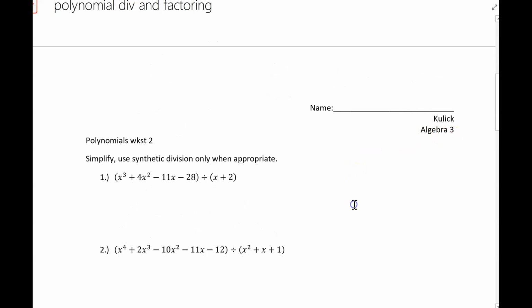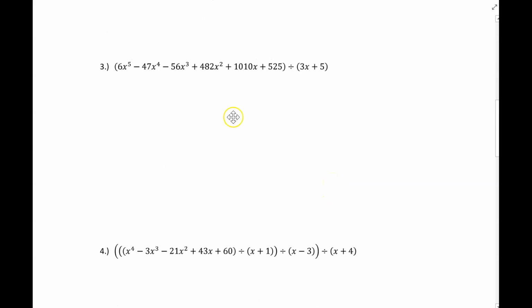I do want to take a moment, though, and point out a shortcut that we can use for something like number 3. So you notice on the key, when I wrote number 3, I used the long division process, right? Everybody notice that when I ran through the key? Turns out that you can still do synthetic division on this, just not quite the way it's written and not exactly the same way as we've done synthetic division before.